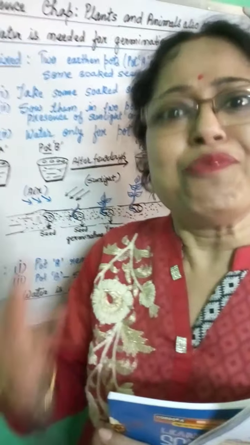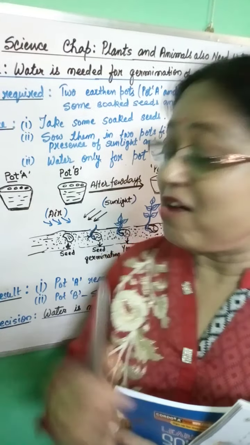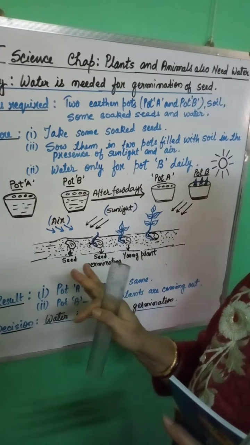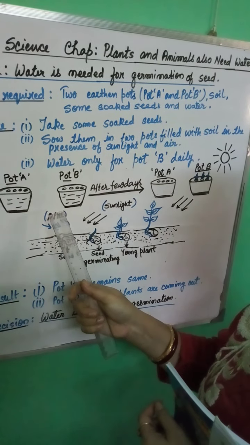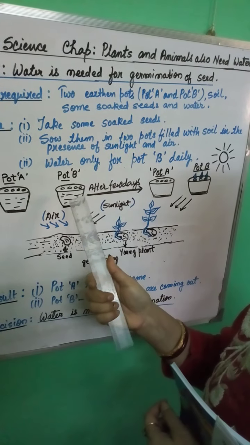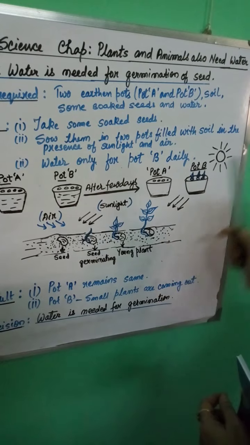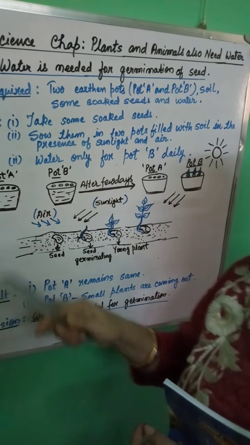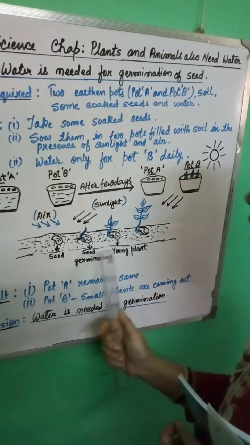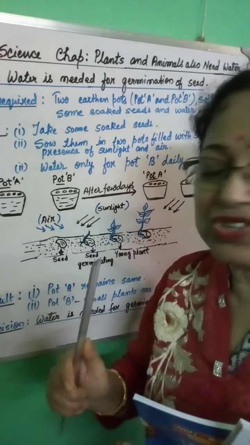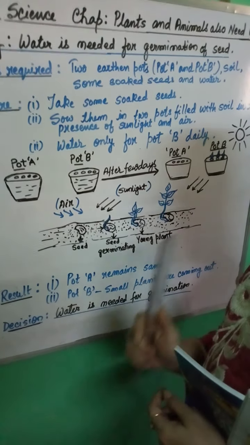So students, what is the decision? You have to write this also. After germination, I have shown you so many things here. First, we have shown that water is needed for the germination of the seed. This is that part. And what is germination? Germination is the growing of a seed. That I have shown you in different stages. Okay, different stages I have drawn and explained to you.